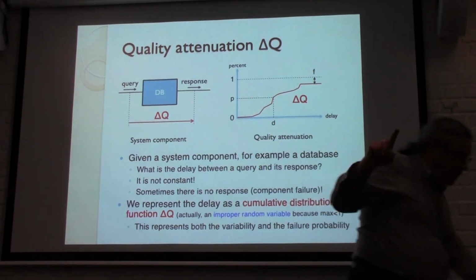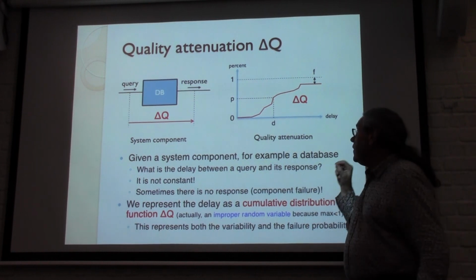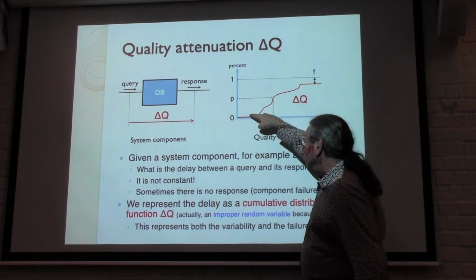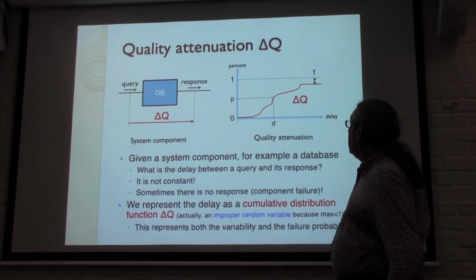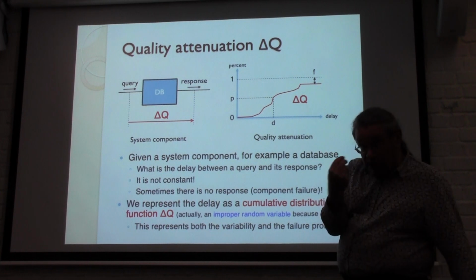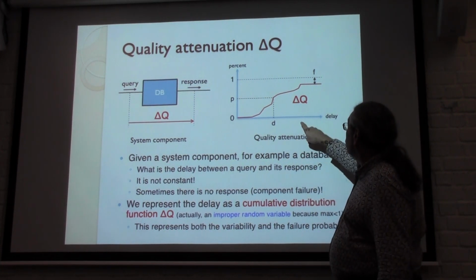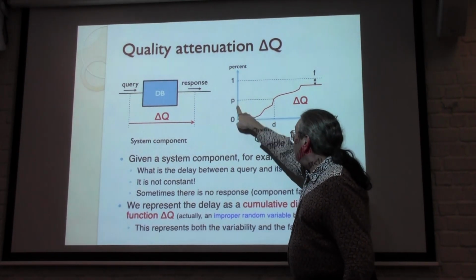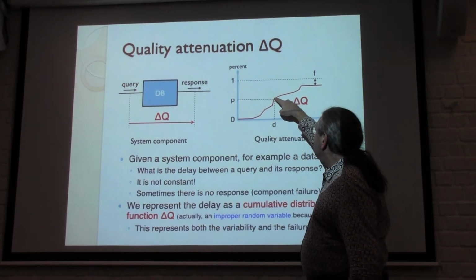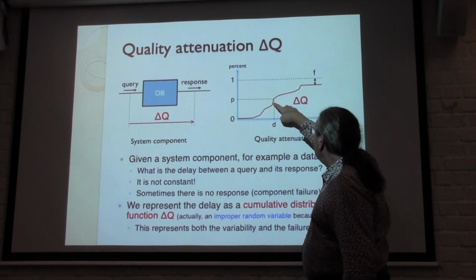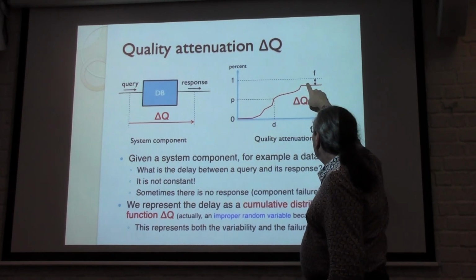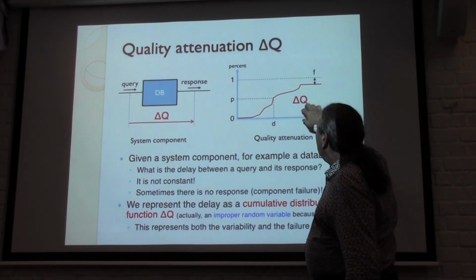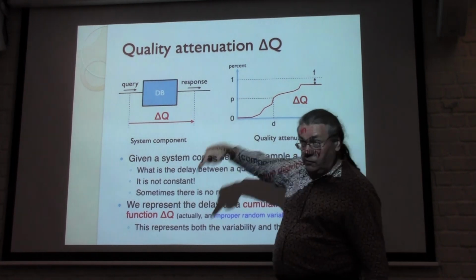Okay, so ΔQSD, they make one assumption. They say this delay is a cumulative distribution function. That means instead of just being one number, it's a function. For each delay, it tells you the percentage of queries that have a delay less than or equal to that. Okay, so it's an increasing function. And typically it will increase to 1, okay? Eventually, if you wait long enough, you get a response.